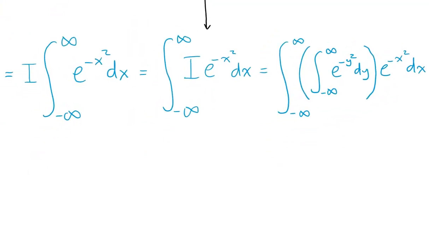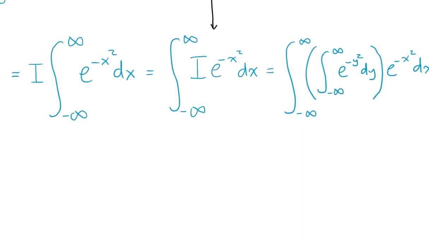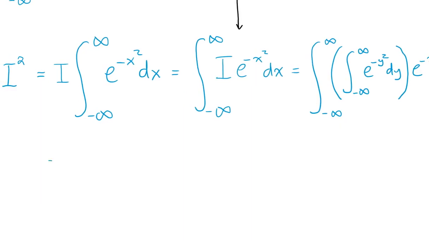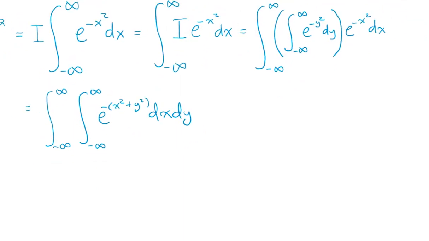Well, we know from properties of definite integrals from multivariable calculus that we can just write this as a double integral. So this will be equal to the double integral, minus infinity to infinity, and then the double integral here, minus infinity to infinity of e to the, now we're going to multiply e to the minus y squared by e to the minus x squared, which means we add the exponents. So you get x squared plus y squared, and this is dx dy.